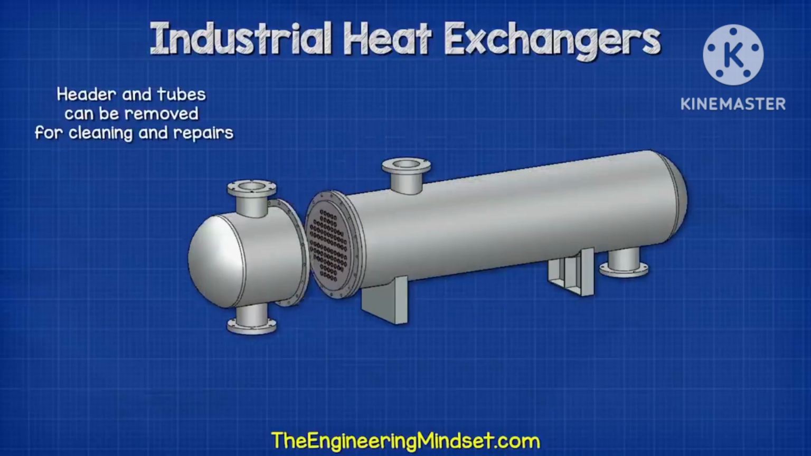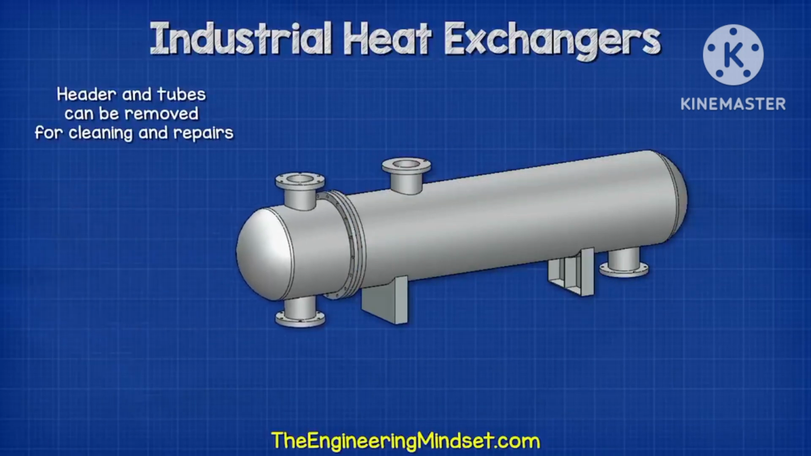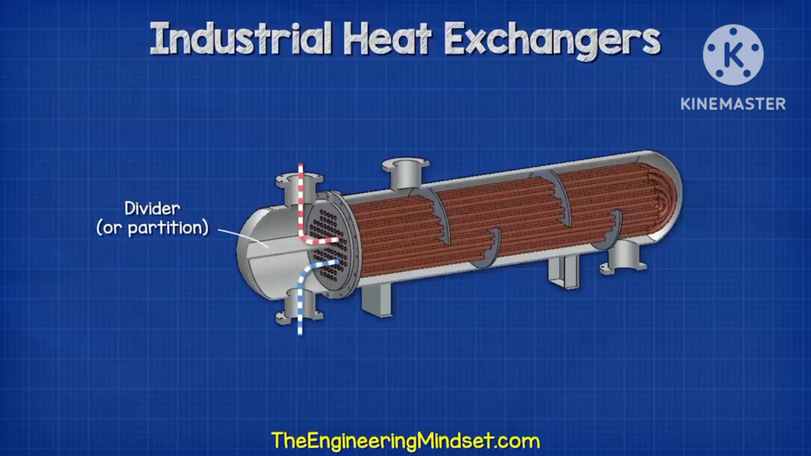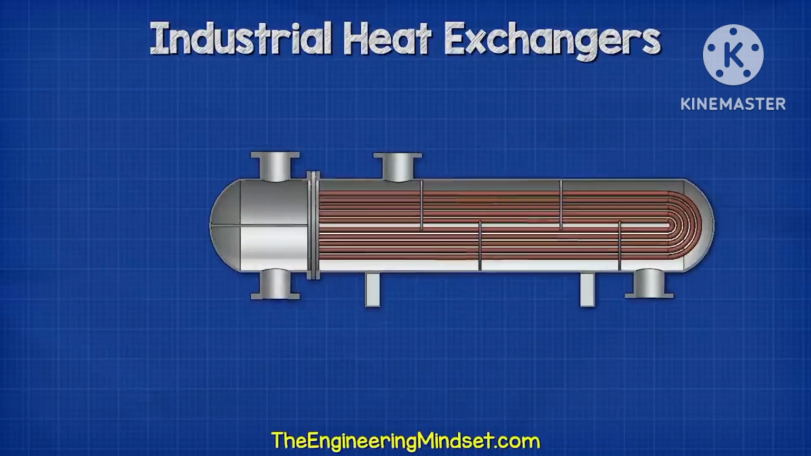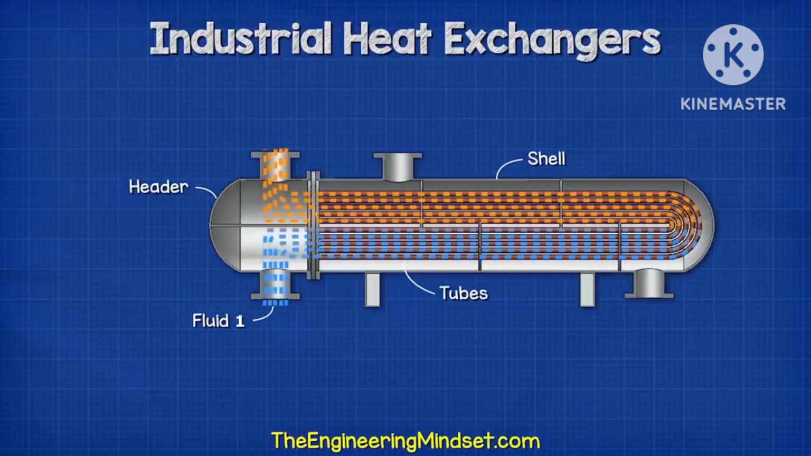The header, as well as the tubes, can be removed for cleaning, repairs, and maintenance. Inside the header is a sheet of metal known as the divider, or the partition. This separates the tube ends, enabling the fluid to flow into and then out of the heat exchanger tubes. Fluid 1 will flow through the header, into and around the tubes, then back to the header.